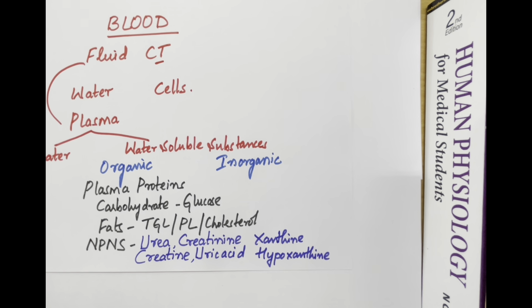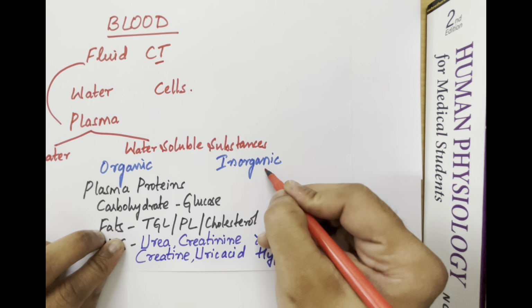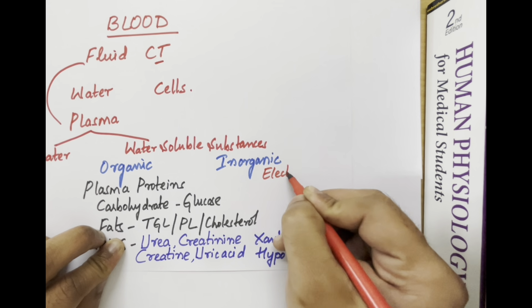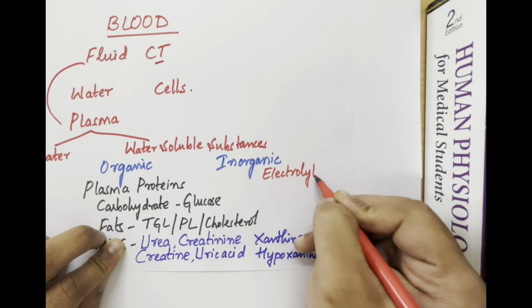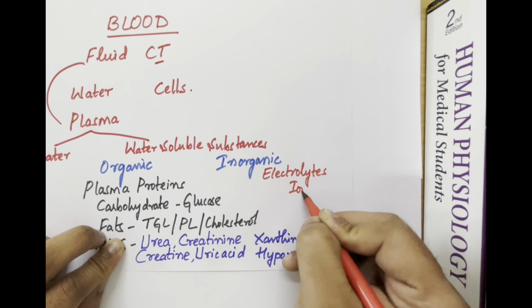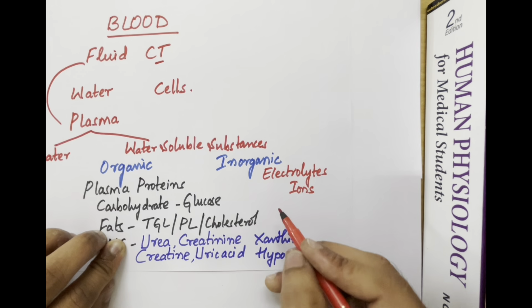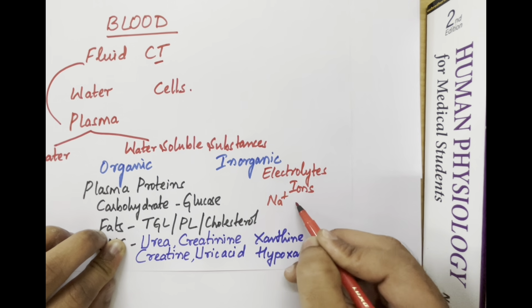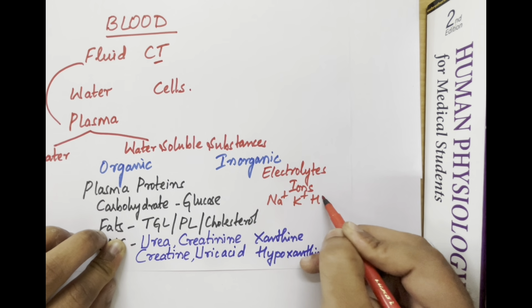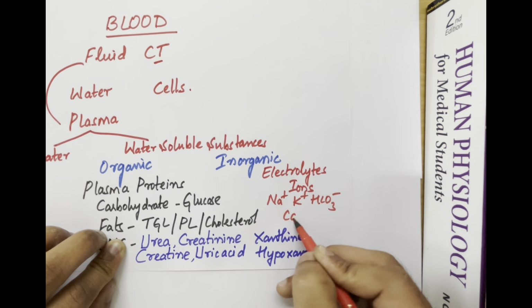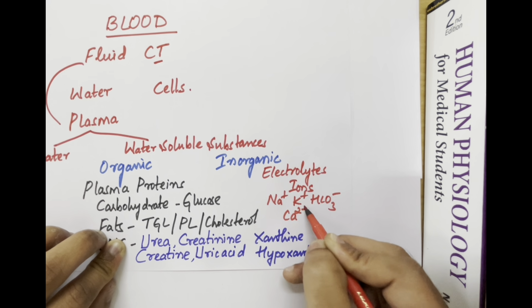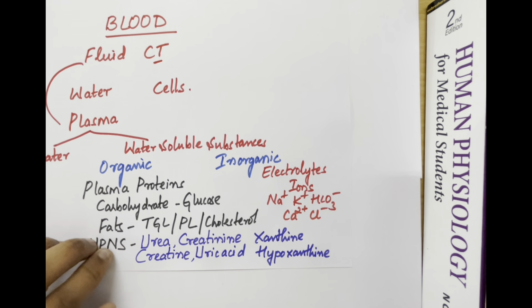Now, what are the different inorganic substances? Inorganic substances are salts mainly. They are electrolytes or ions or salts like sodium, potassium, bicarbonates, calcium, chlorides. So these are the inorganic substances present in the plasma.